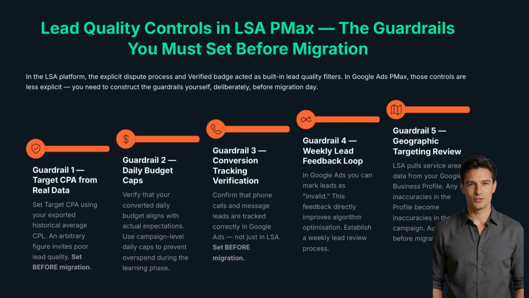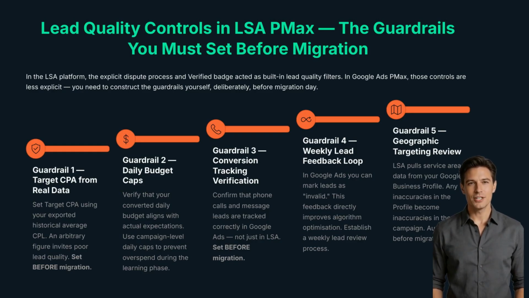More automation requires tighter guardrails. That's the operational principle this migration demands. The LSA platform had built-in mechanisms that functioned as lead quality filters: the dispute process, the verified badge requirements, and the platform's own lead screening. Moving into Google Ads doesn't mean those filters are gone, but it does mean you're now responsible for building explicit quality controls rather than relying on the LSA environment to handle them. 5 guardrails to establish before or immediately after migration.